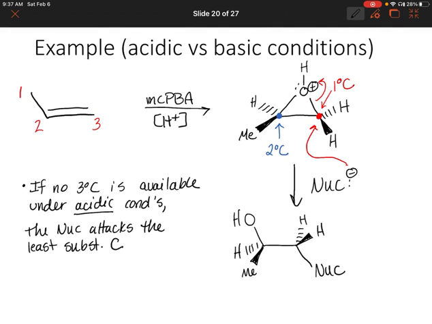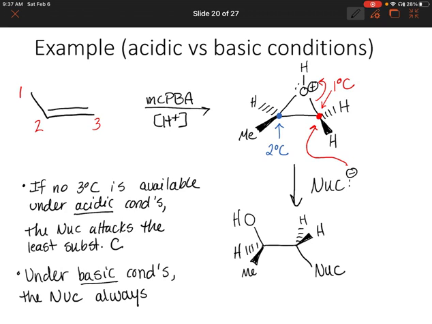Now, what if we were under basic conditions? So let's say that oxygen is not protonated. Where would the nucleophile attack? The less substituted carbon again. So under basic conditions, the nucleophile always attacks the least substituted carbon. Okay.